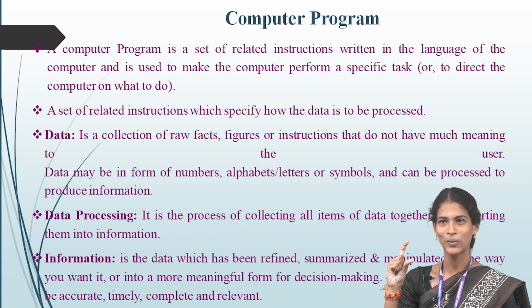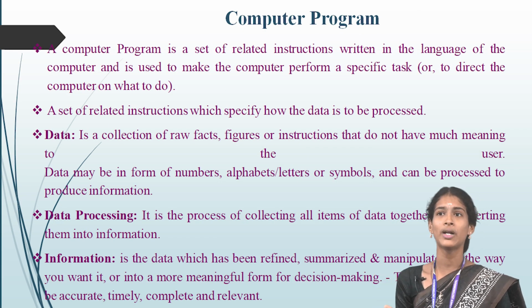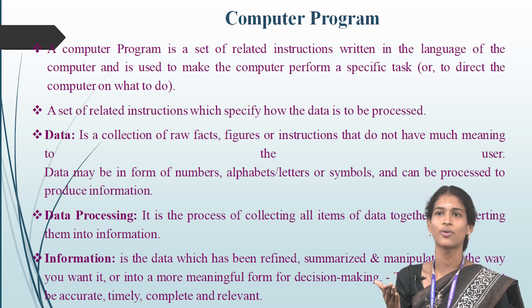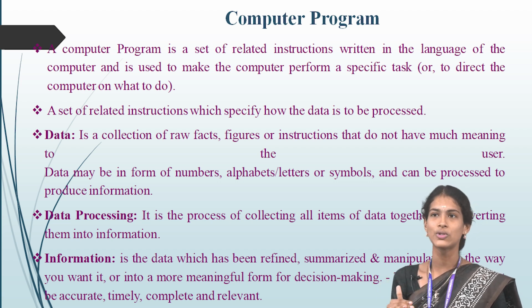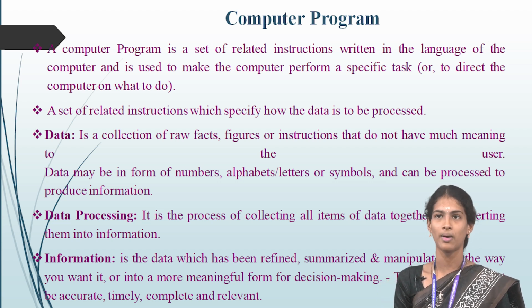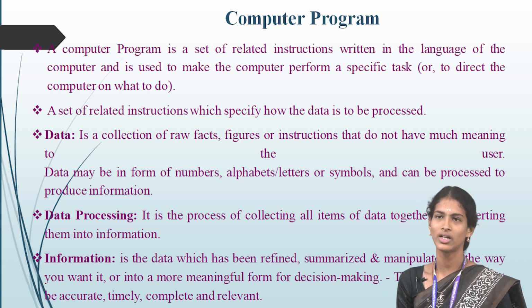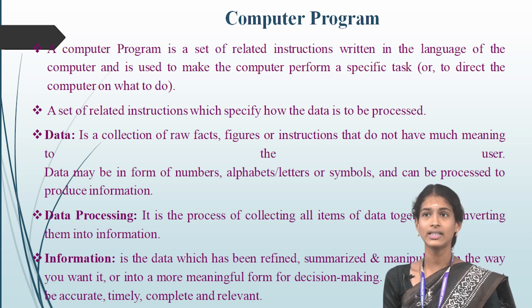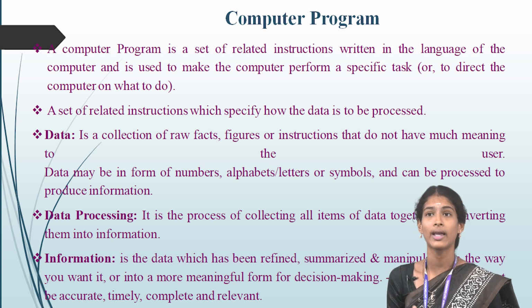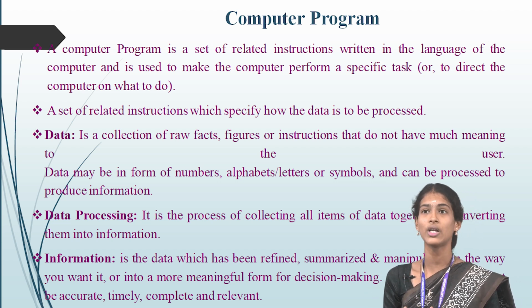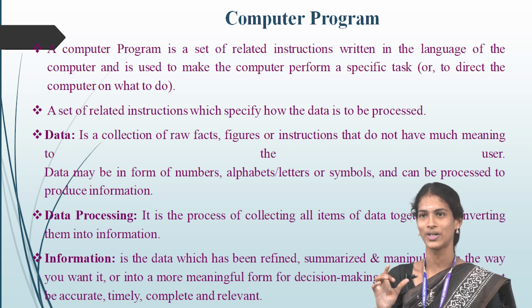The next, computer program. A computer program is a set of related instructions written in the language of the computer, and it is used to make the computer perform a specific task, to direct the computer on what to do. A set of related instructions which specify how the data is to be processed. A set of instructions used to guide a computer through a process.